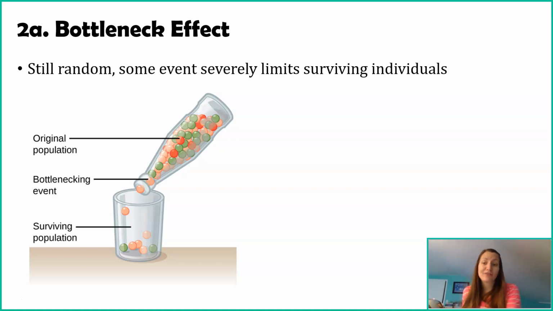Our new surviving population is a whole lot smaller. But the reason the surviving organisms are there is random. It wasn't because they were able to escape that event. It wasn't because they were faster or could get more food or anything like that. It was just random chance that those were the ones that survived. Well, if you had a really large population and you now went to a really small population, there's not as much genetic variance in the surviving population. There are just not as many individuals. And so you're going to see that allele frequency change drastically.